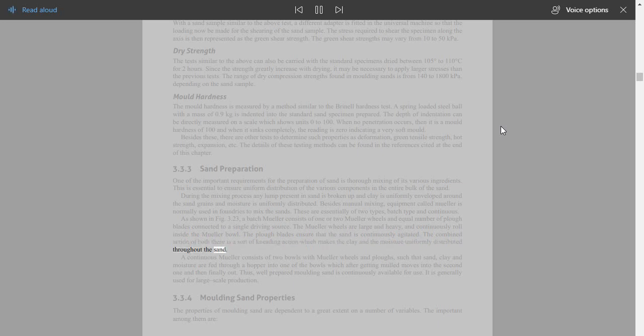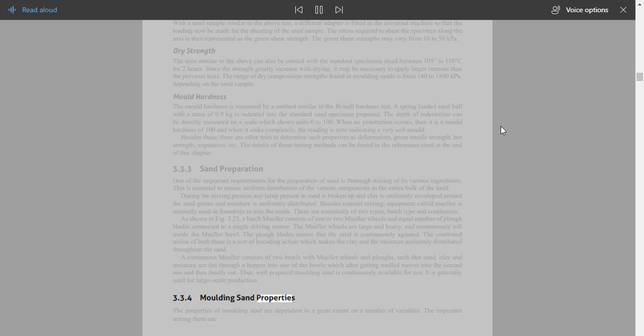A continuous Mueller consists of 2 bowls with Mueller wheels and plows such that sand, clay and moisture are fed through a hopper into one of the bowls, which after getting mulled moves into the second one and then finally out. Thus, well-prepared molding sand is continuously available for use. It is generally used for large-scale production.